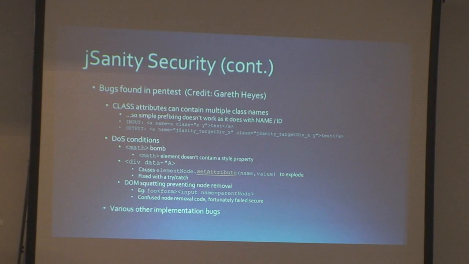And so Gareth Hayes took a look at it and found some interesting bugs. One was this class attribute issue that I mentioned previously, where he realized that you can have multiple class names within a class attribute, and we would only prefix the first one. So that was a problem, and now I just punt to the host to deal with the class attribute. In the future, we'll probably handle that scenario a little better.